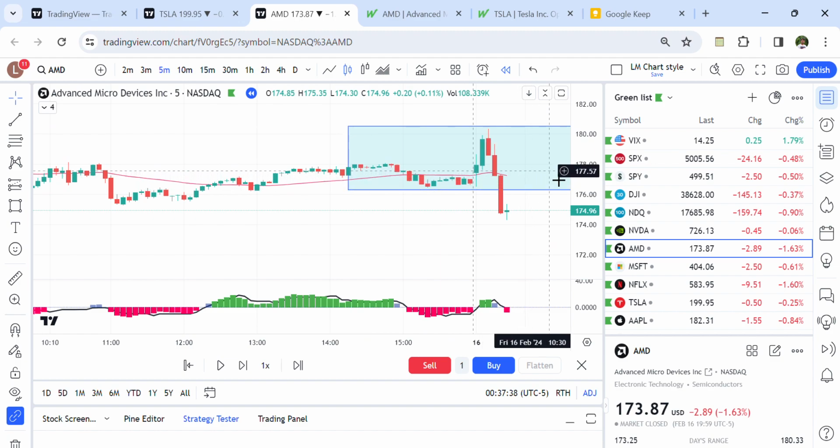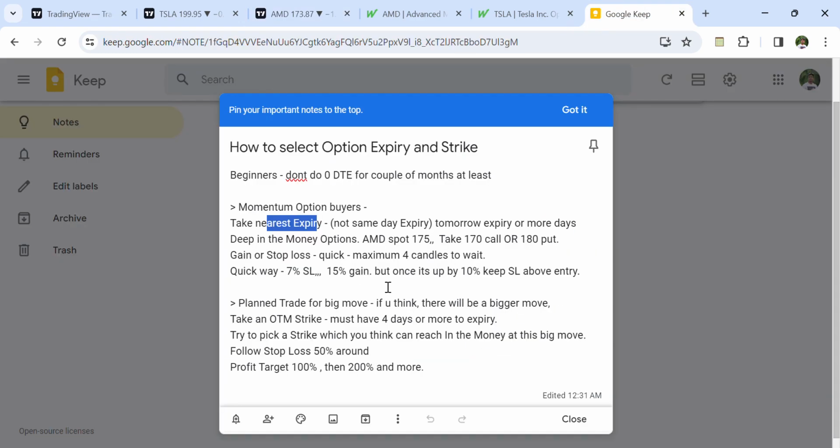So for example, the 177.5 put is in the money, the 180 put is in the money. Okay, the 175 put is out of the money. So definitely you should choose in the money.